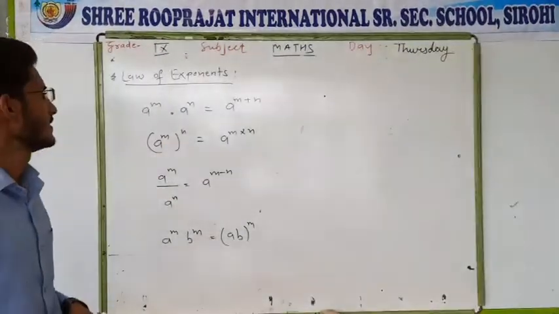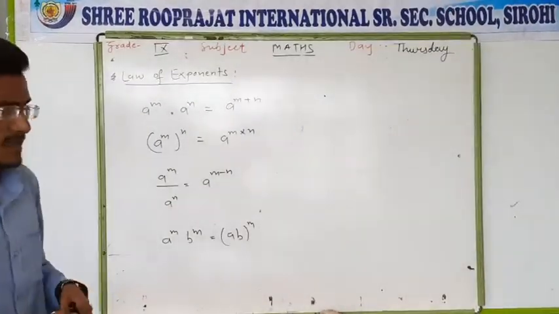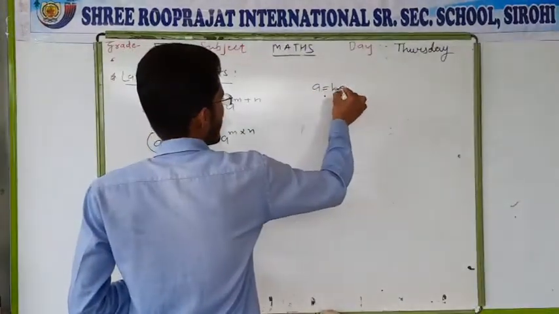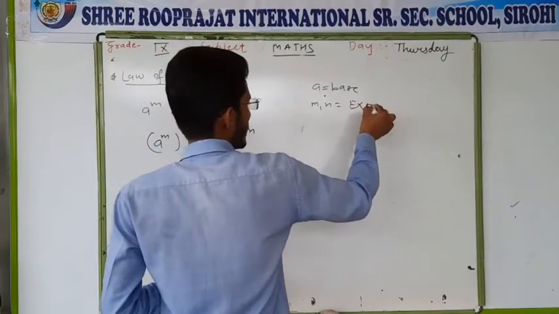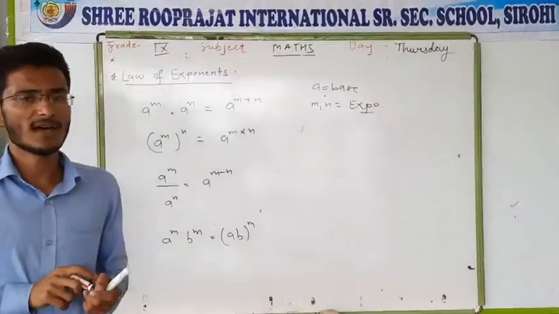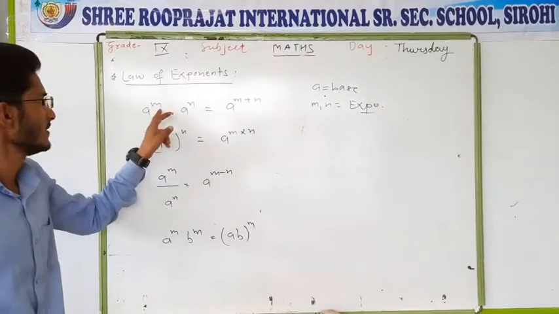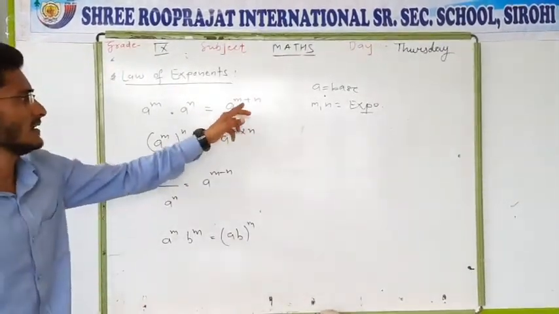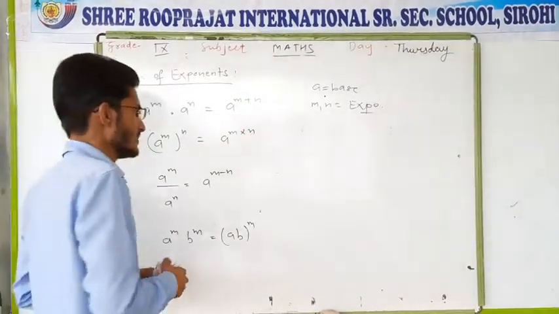So the first one is a to the power m multiplied with a to the power n, where a is the base and m and n are the exponents. If two exponent forms are given where the base is the same and the powers may be different or the same, then you have to add the powers and the base will remain the same. Let's talk about an example.